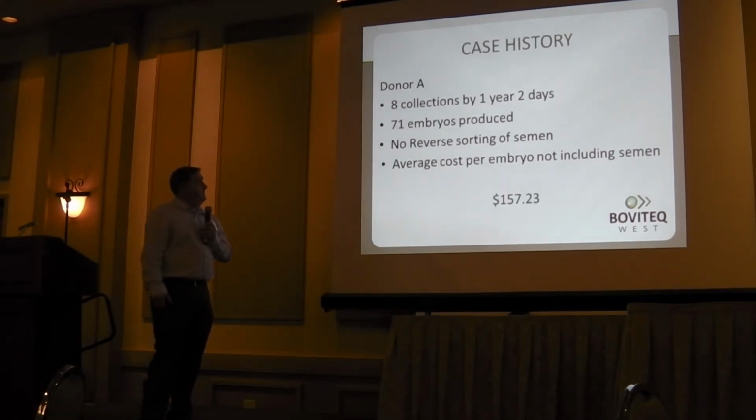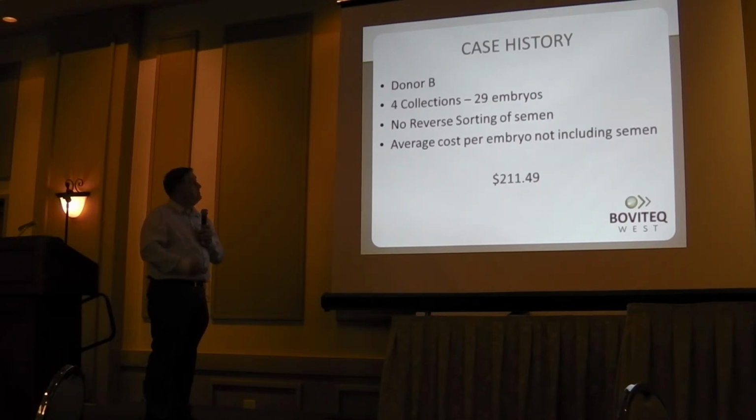So case history A: this was a donor that came in at 8 months old. She had 8 collections by 1 year, 2 days, and in that time she produced 71 embryos. No reverse sorting of semen was used on this heifer. She was a genomic heifer, so reverse sorting was not needed. The average cost per embryo, not including semen and implant fees, but including housing, was $157.23.